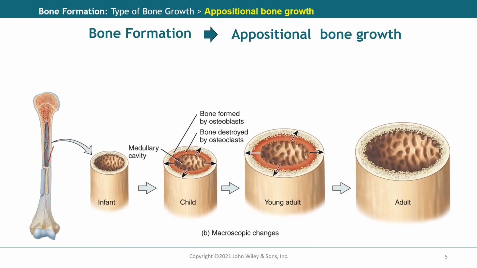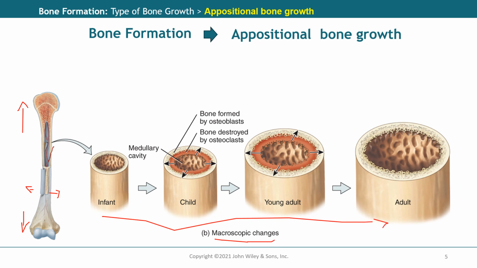Now let's talk about the appositional bone growth. So I already told you that the bones can grow in length. However, they can also grow in width. And here you can see a schematic of the macroscopic changes that you can find during the lifetime of a human, from an infant to an adult.